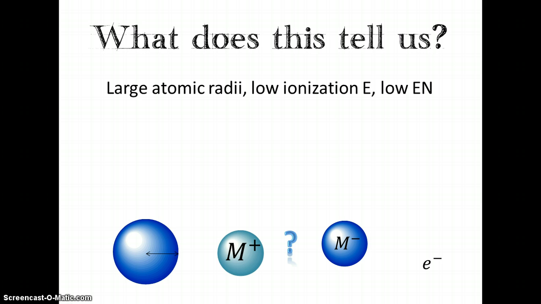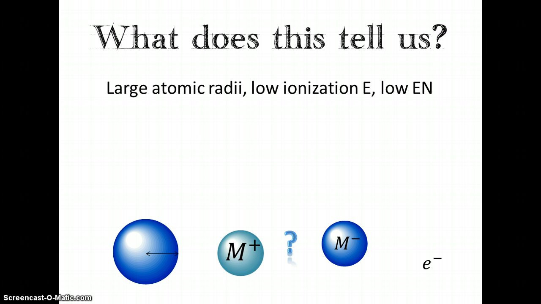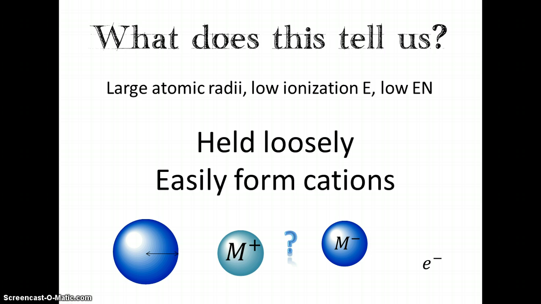So what do these things tell us about metals? Do metals hold their electrons tightly or loosely? Do they more readily form cations or anions? The electrons are held loosely because the valence electrons are far away from the nucleus, so they can be readily lost. And losing electrons produces cations, so metals easily form cations.